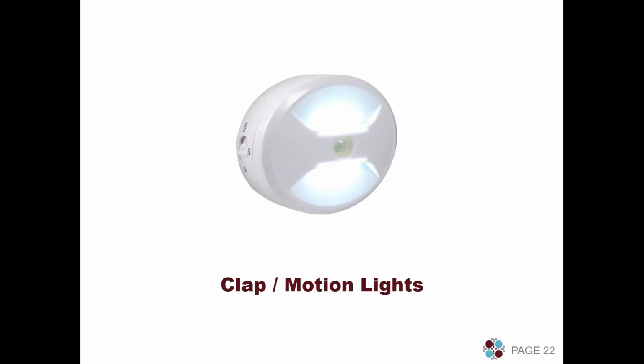The clapper motion lights, a lot of times they're just like a peel and stick, and you can put them in cupboards, you can put them in closets, or you can put them in rooms, and they're relatively very low cost.